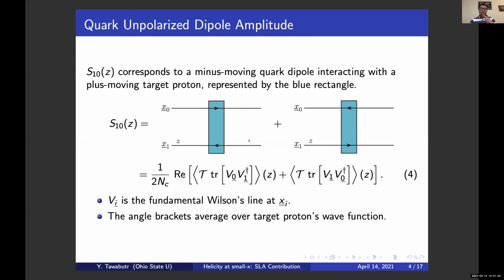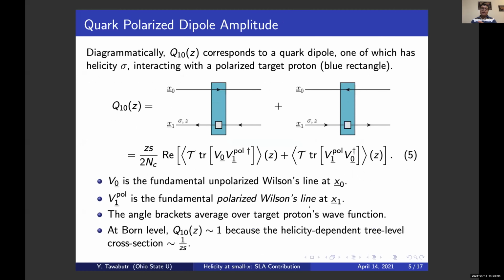Algebraically, the quark unpolarized dipole amplitude S10 can be written as in equation 4 here, where V is the fundamental Wilson line, and NC is the number of colors, and the angle brackets average over the wave function of the plus moving target proton.